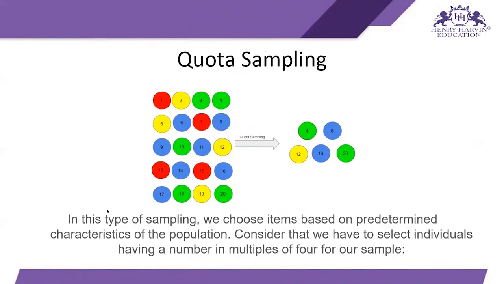Quota sampling. In this type of sampling, we choose items based on predetermined characteristics of the population. Consider that we have to select individuals in multiple groups for our sample. So let's say we have a population. Let's say we are in a cosmetics firm, and we develop a new cosmetic like an eyeliner or foundation, something like that. So what kind of population do you encounter?